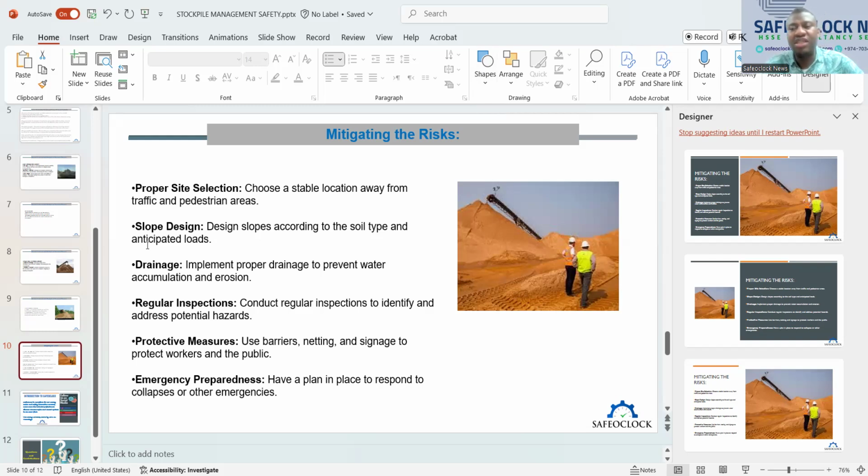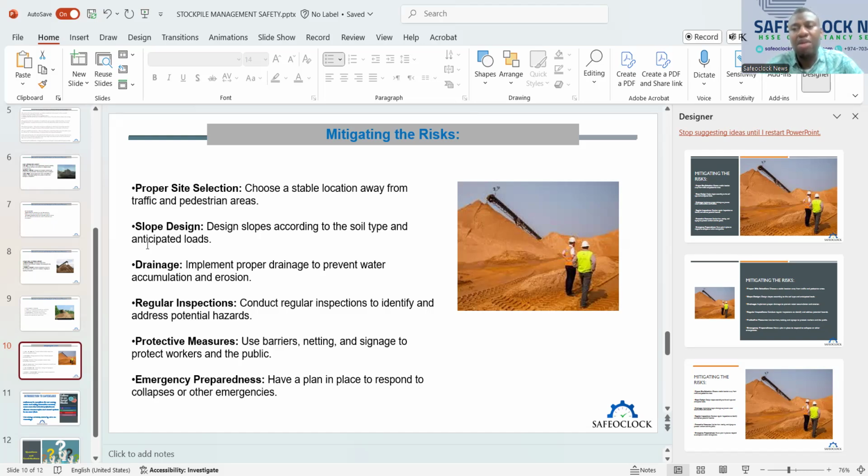Another way of mitigating the risk is proper slope design. Like I said before, a stockpile can be as high as possible. But in order to prevent it from collapsing, and to prevent materials from falling off and hitting people below, you need to maintain proper sloping. This slope will ensure that the materials cannot easily fall and that the walls of the stockpile cannot easily collapse, because it was properly sloped and the top of the slope is not too high.